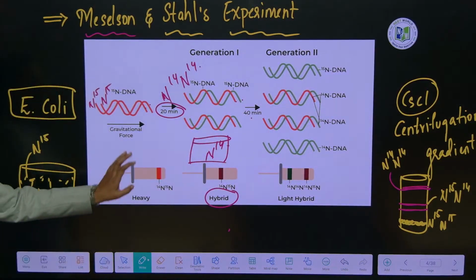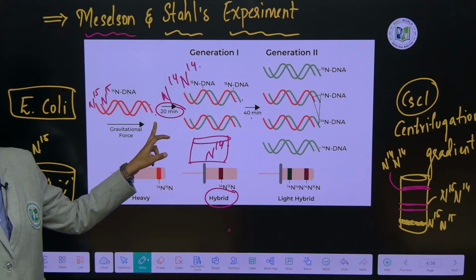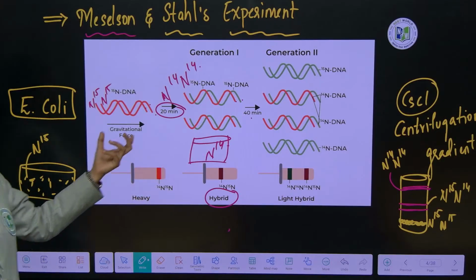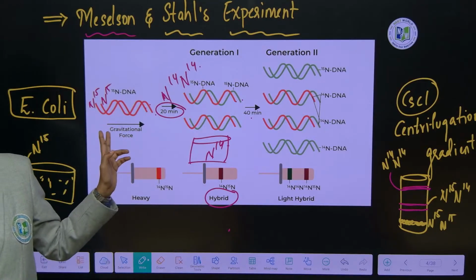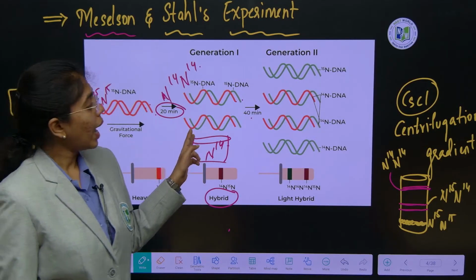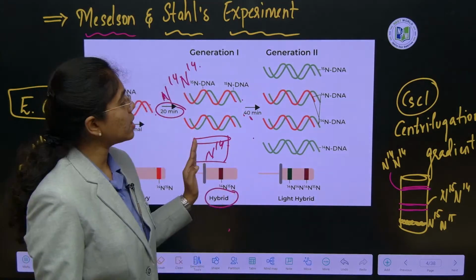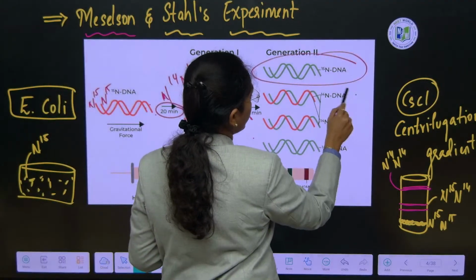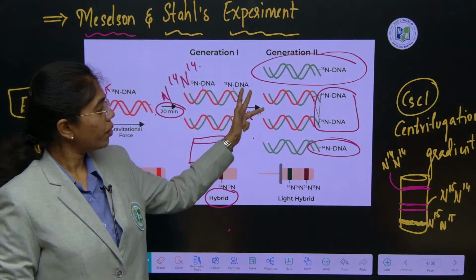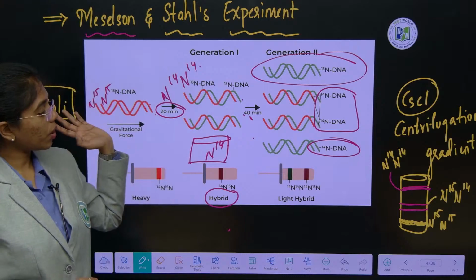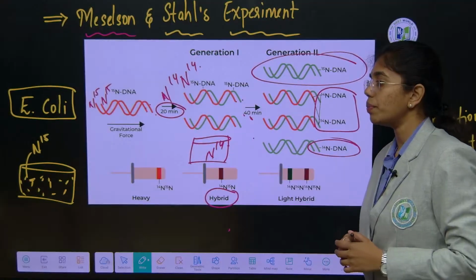As such, after the heavy isotope is placed in light nitrogen medium, after the first generation you can see two hybrids, where each strand is acting like a template strand. After the second generation, after 40 minutes, means after 2 generations, you can see one heavy, 2 hybrid and one light chain. Okay. The questions from the application point of view will be asked from this experimental proof.